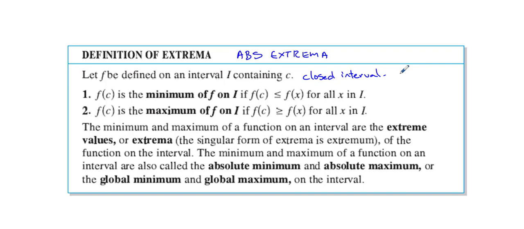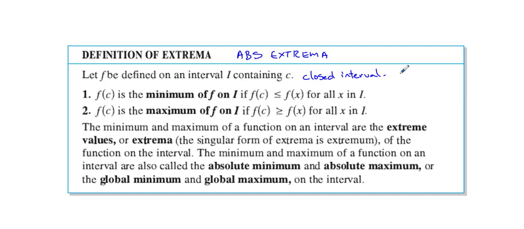If f of c is the minimum of f on I, which means it is the smallest height for the function on some interval I, then we have a minimum. Conversely, if f of c is the maximum, then we have a maximum on the interval.